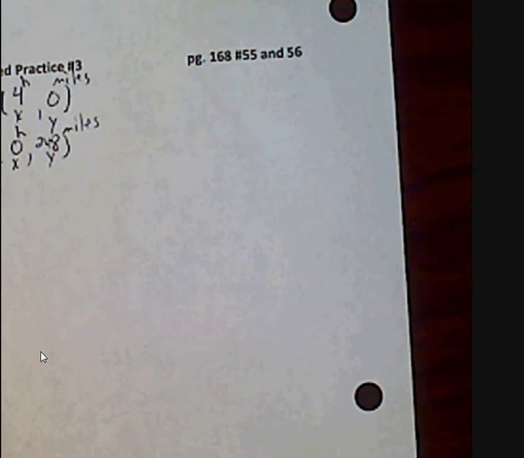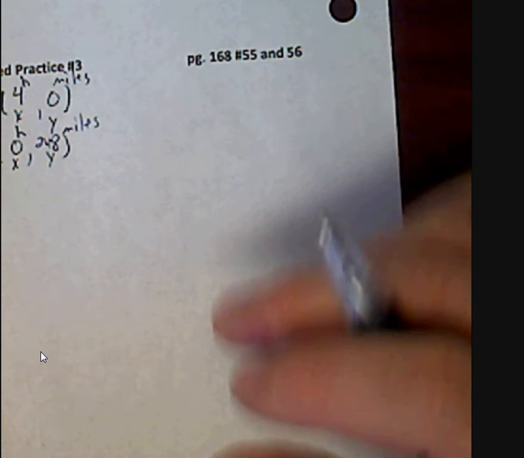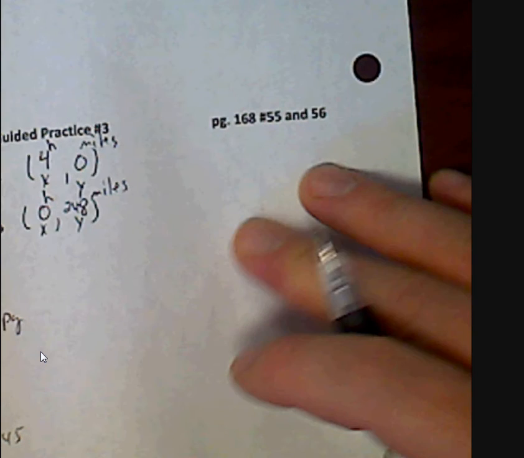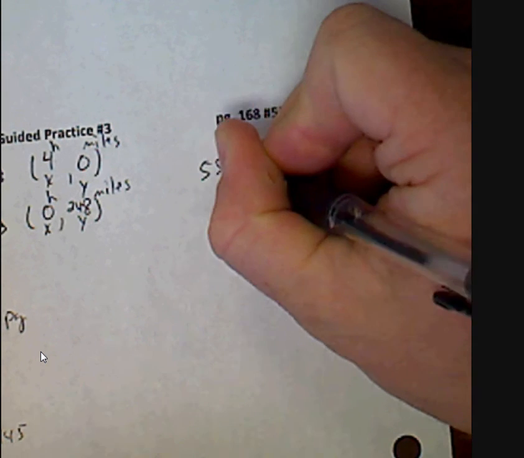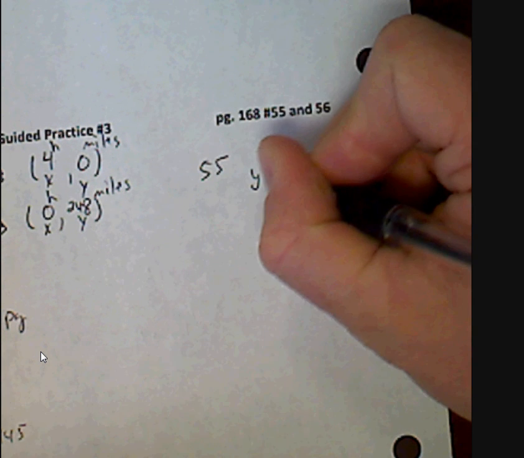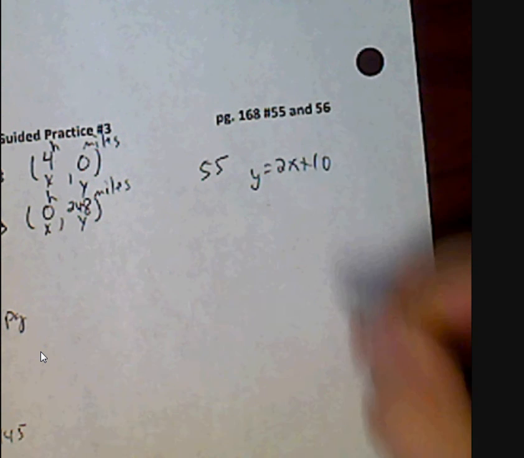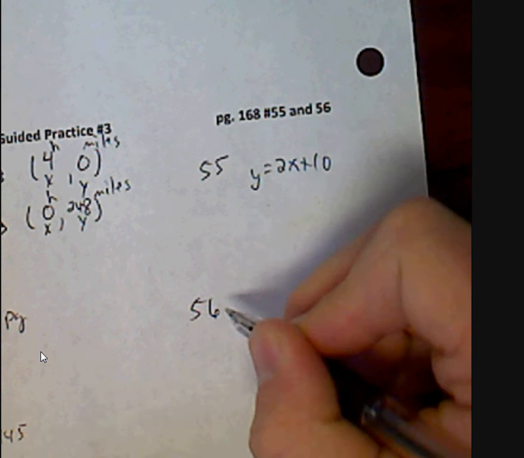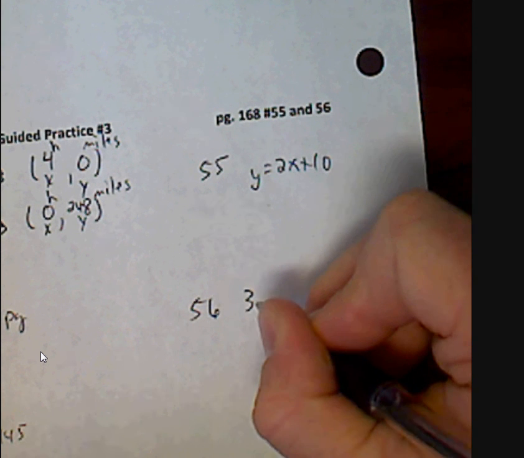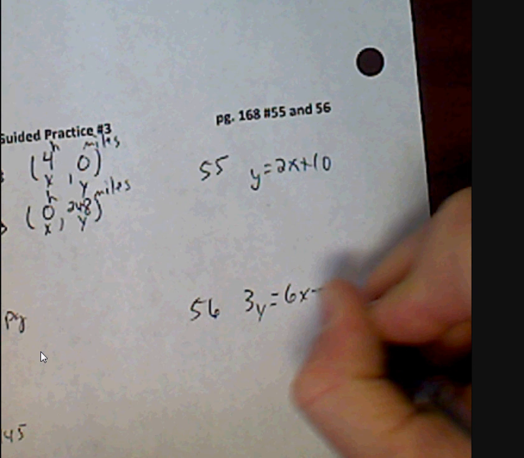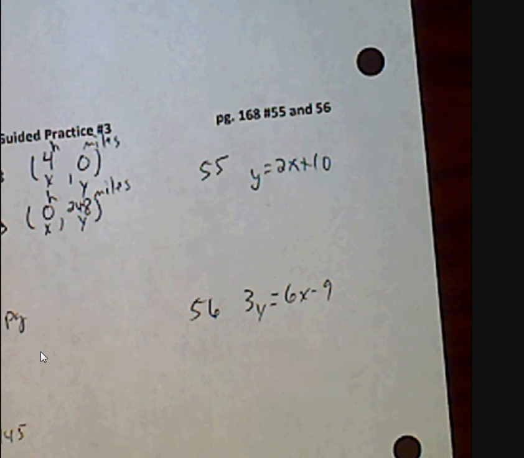Page 168, number 55. It says find the x and y intercepts. So for number 55, I'm given y equals 2x plus 10. And for number 56, I'm given 3y equals 6x minus 9. Go ahead and pause and try to find the intercepts.